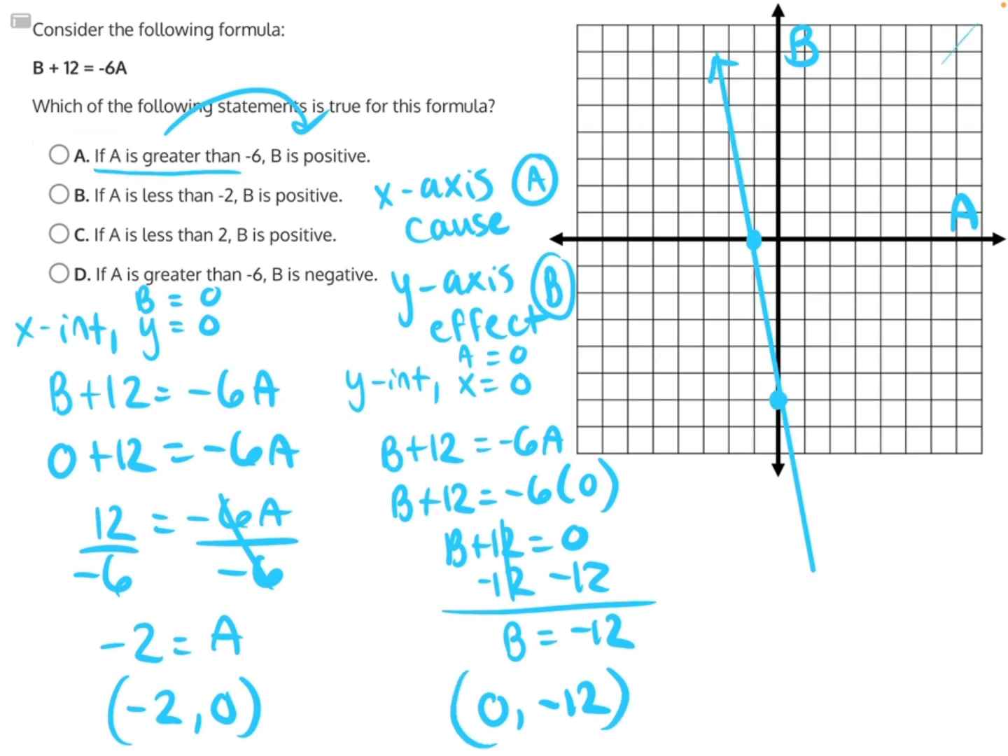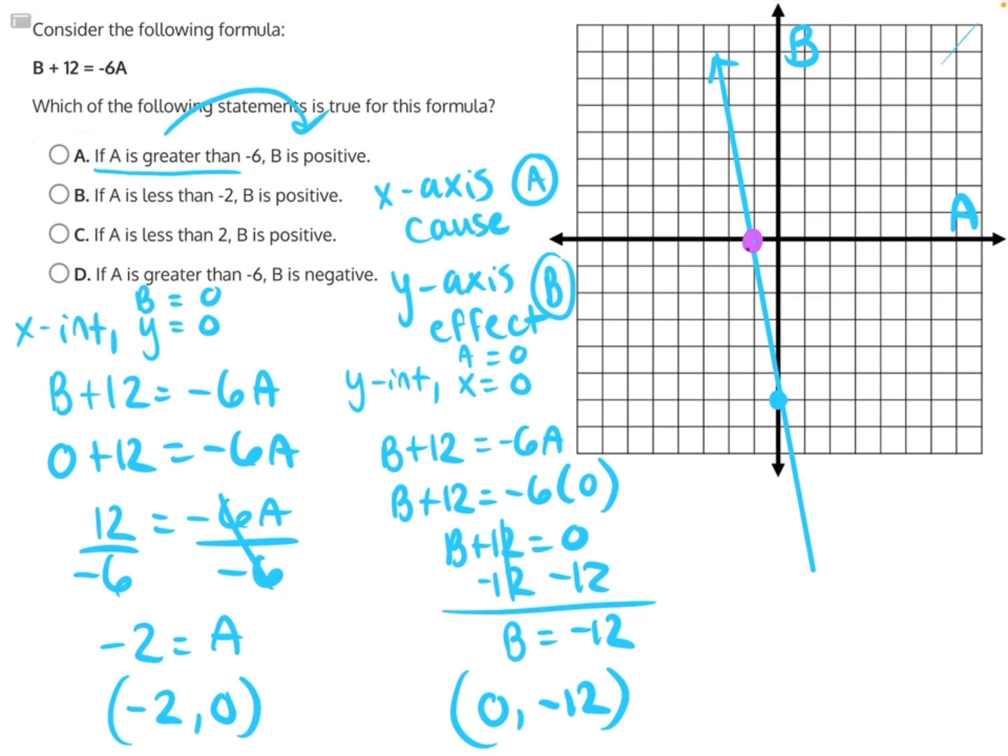Here I've got my two intercepts plotted. We had negative 2, 0, which means I go to the left by 2. Each one of these units is counting in 2's, by the way. And I went up and down 0. Then for 0, negative 12, I went to the left and right 0 and went down by 12. So now we can analyze this graph.